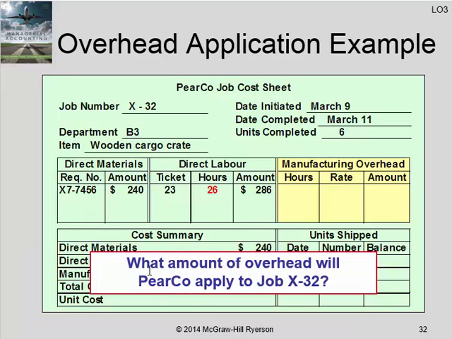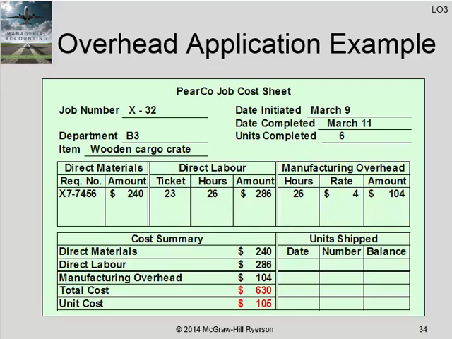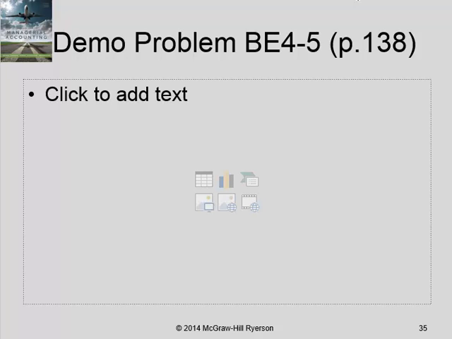So based on that different job cost sheet, how much overhead is Pear going to apply to this particular job? Well, again, the actual amount of hours is 26. 26 times the 4 will give you $104 of overhead to be allocated. And then to get the individual unit cost, take the total cost of the job, divide by the number of units, and that gives you the cost per unit of $105. All right, let's practice the allocation of overhead in brief exercise 4-5.